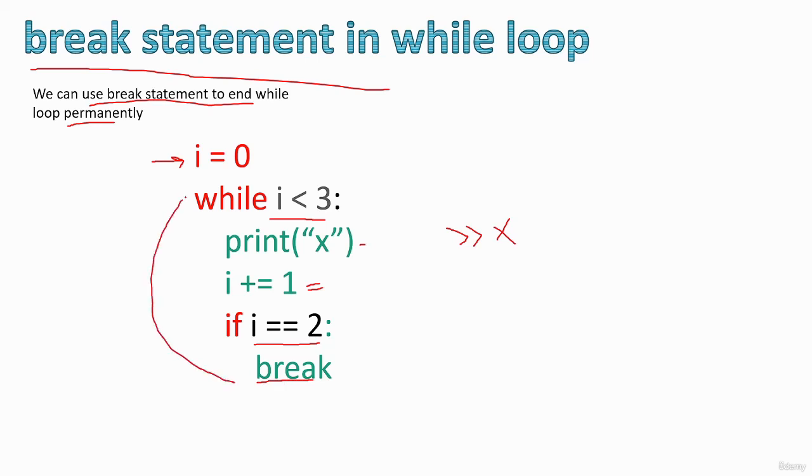Again it will go to the beginning. So i is equal to 1. It is still less than 3. So it will print x again. Again it will add 1 to the i. Now i is equal to 2. So now this condition is true. So now it will run break statement. So it will end the while loop permanently without go to the beginning.